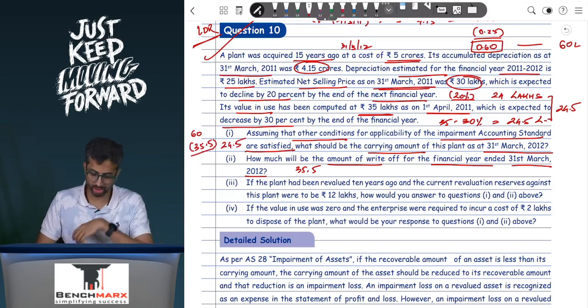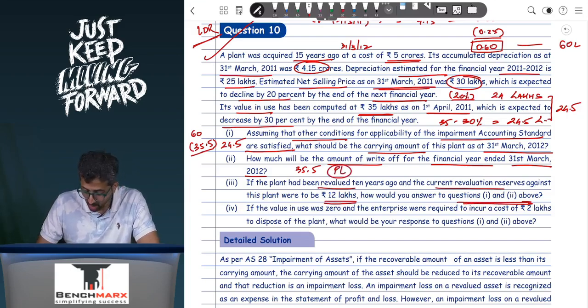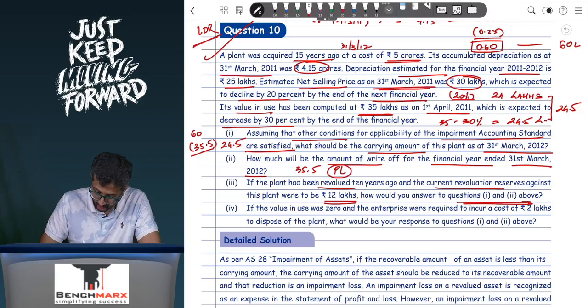This will be 24.5. If the plant had been revalued 10 years ago, and the current revaluation reserve against this plant was 12 lakhs, what would be your answer? Well, generally this 35.5 would have gone to the P&L. However, if there was a balance in the revaluation reserve, then out of this 35.5, 12 will go to the revaluation reserve, and the excess, let us say 23.5, will go to the P&L.